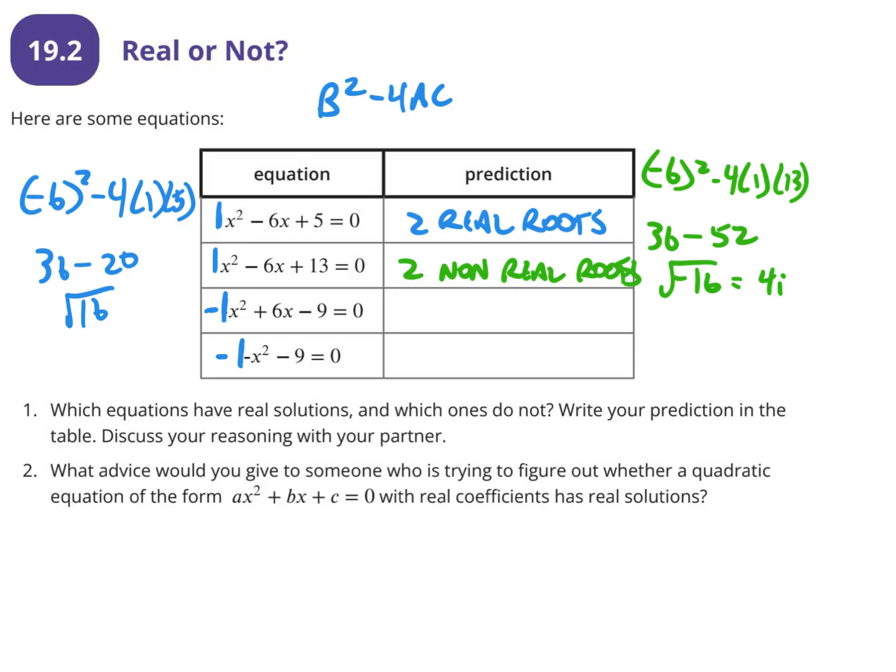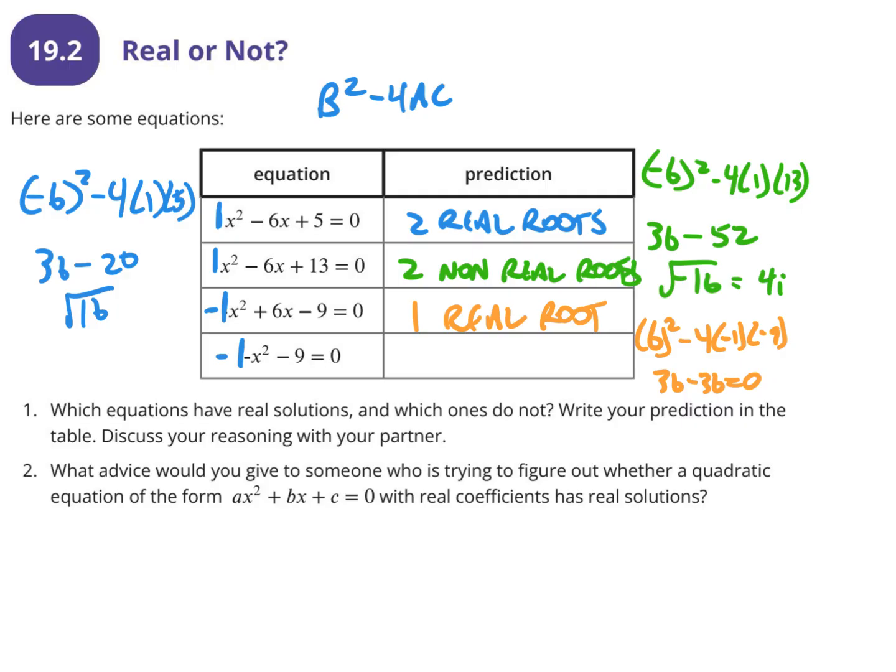Now this is going to get cramped on this page. All right, for the next one, b squared minus 4ac is 6 squared minus 4 times A, which is negative 1, times C, which is negative 9. Three negatives make a negative, so this is 36 minus 36, which is 0. That means one real root.